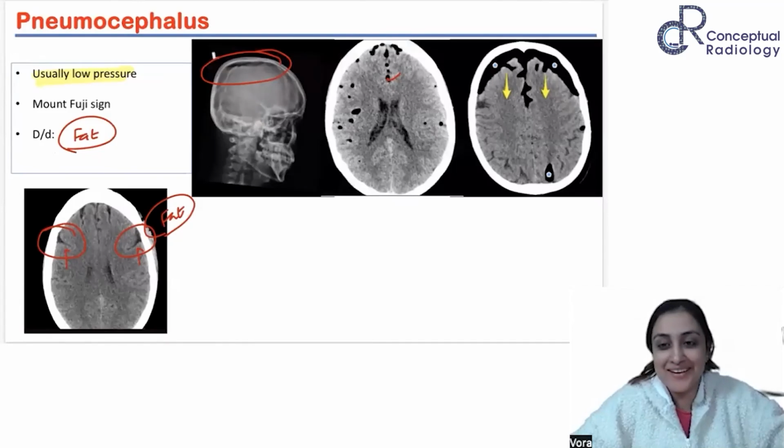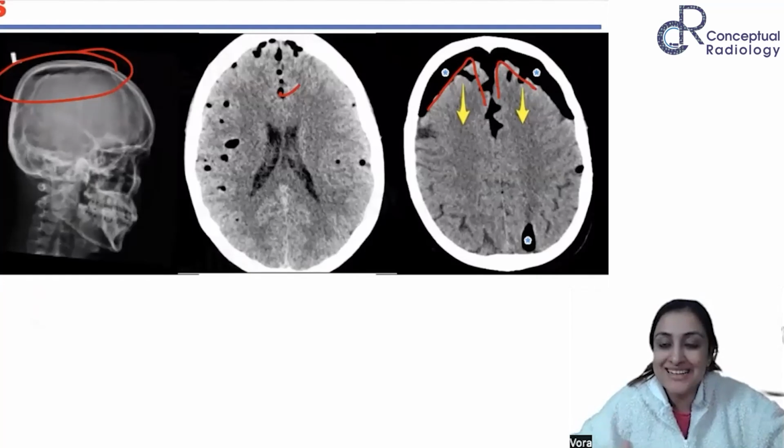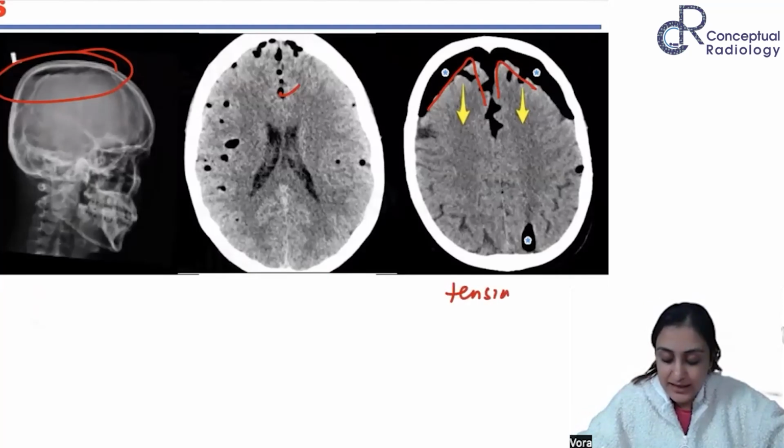Okay. Right. And finally, what you are seeing here, you can see how there is tethering. When you see this tethering, this pointy end of the frontal lobe, that is when you know that there is some sort of pressure, and we call this tension pneumocephalus. This has been likened to a mountain. So this is the Mount Fuji sign.